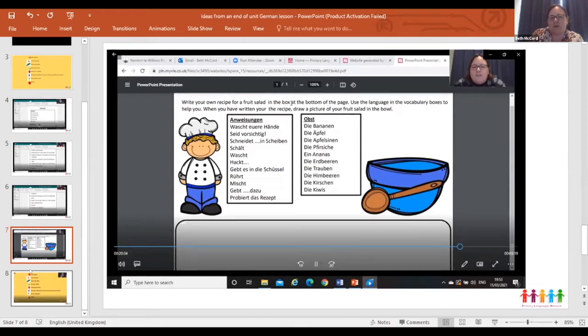I went through, made sure that there was a chance for them to note down what the words meant. I had a brief discussion about the fact that Apfelsinen, for example, can be oranges, or you can use Orangen. We'd come across both words during the lessons in previous weeks. And then I told them to press pause, left them to write their own recipes, and I said goodbye and left it there for the week.